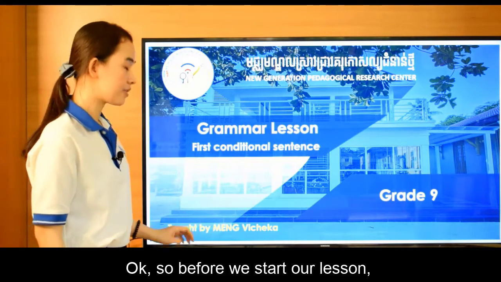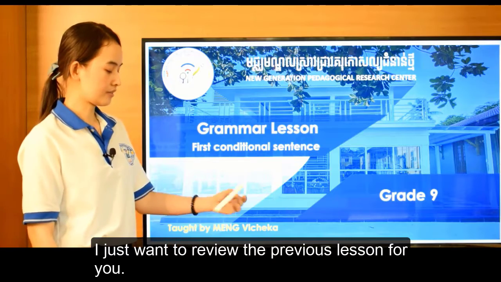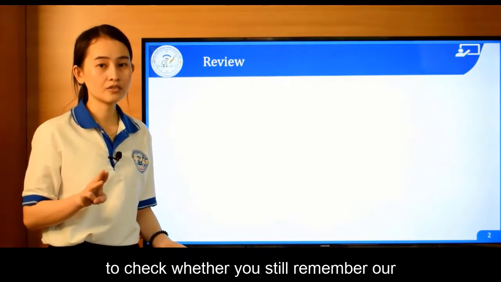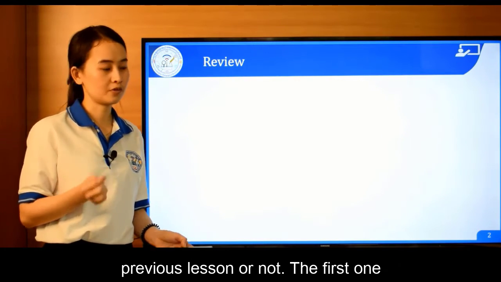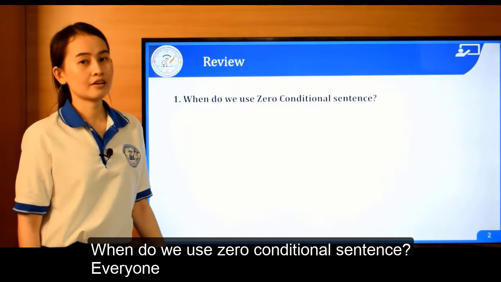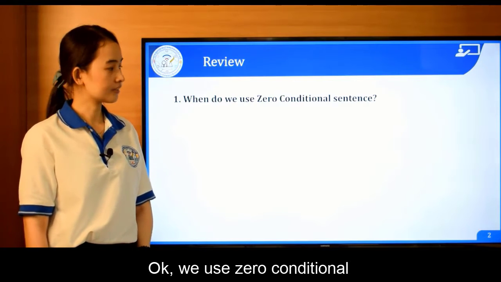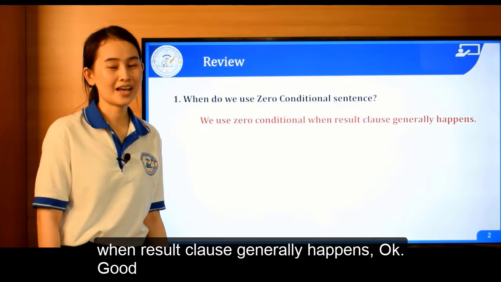Okay, so before we start our lesson, I just want to review the previous lesson for you. I have 3 questions to check whether you still remember our previous lesson or not. The first one. When do we use zero conditional sentence, everyone? Okay. We use zero conditional when the result clause generally happens.